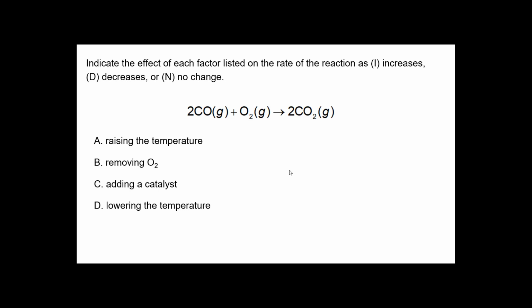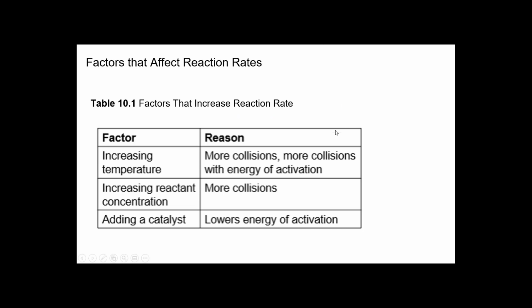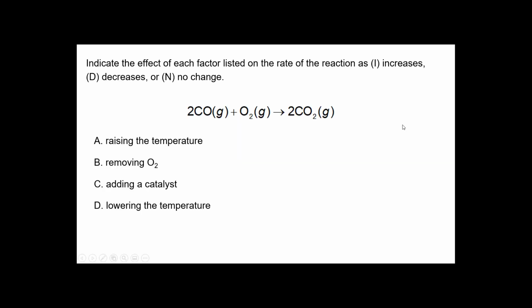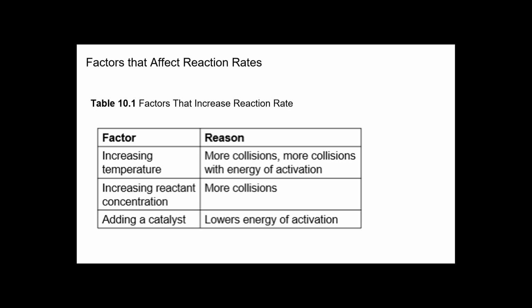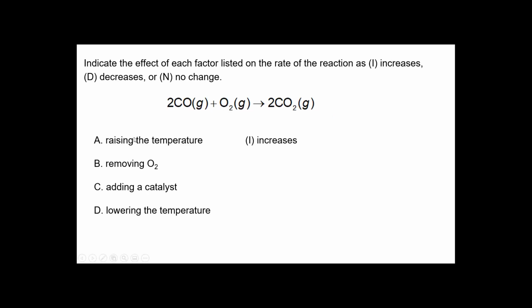So let's take a look at some examples, let's answer these. Indicate the effect of each factor listed on the rate of reaction as I increases, D decreases, or N no change. So we're going to look at this reaction here, and looking at this, we're going to answer these. So A, raising the temperature, would that increase, decrease, or no change? Well, if we look here, increasing the temperature increases the rate of reaction. So that's going to be increases.